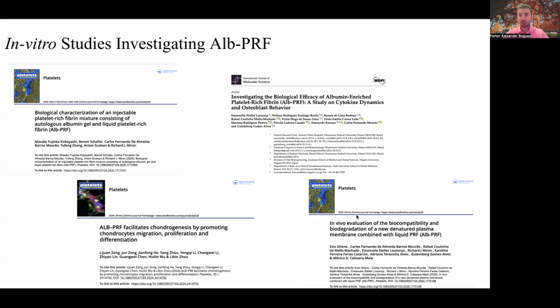I think the most interesting one of the 4 studies that I've pulled here was actually fully in vivo. This study was half in vitro, half on the benchtop, half in a rabbit cartilage model. And this study put albumin platelet-rich fibrin into a mouse, and the albumin platelet-rich fibrin was resorbed, or stayed within the mouse's skin, for over 3 weeks. So it had an extremely long resorption rate.